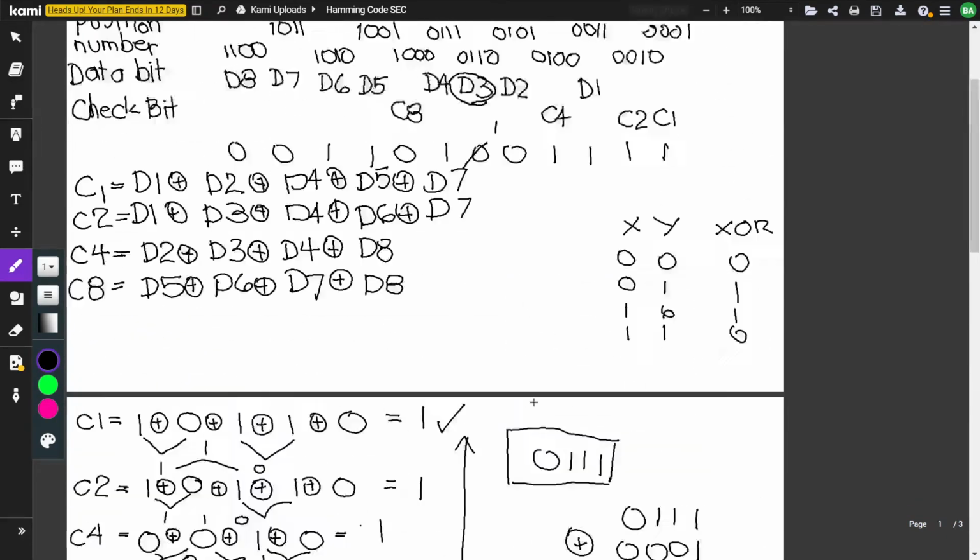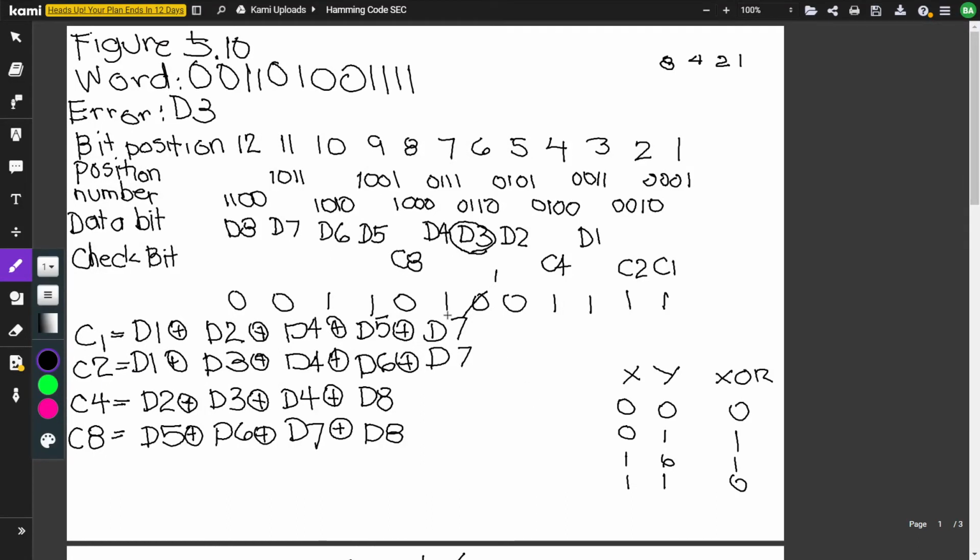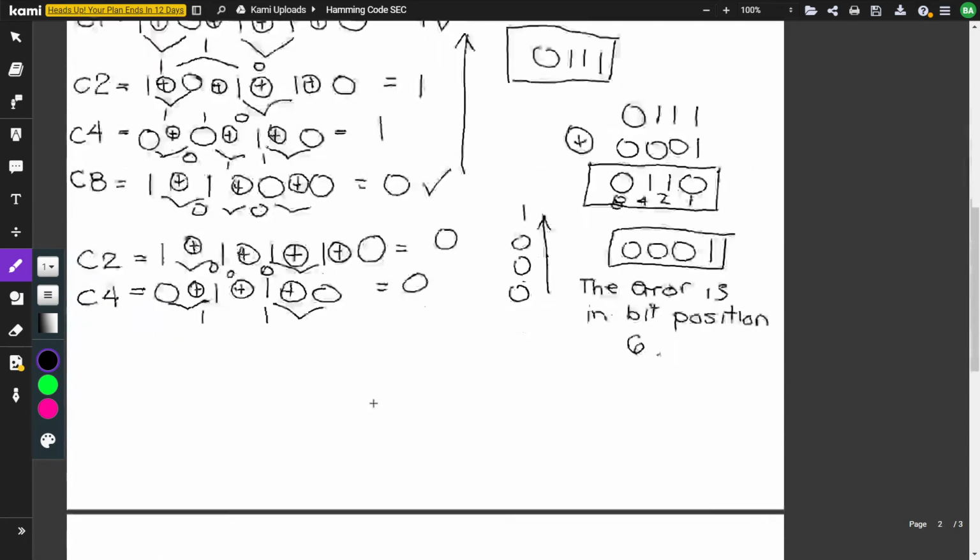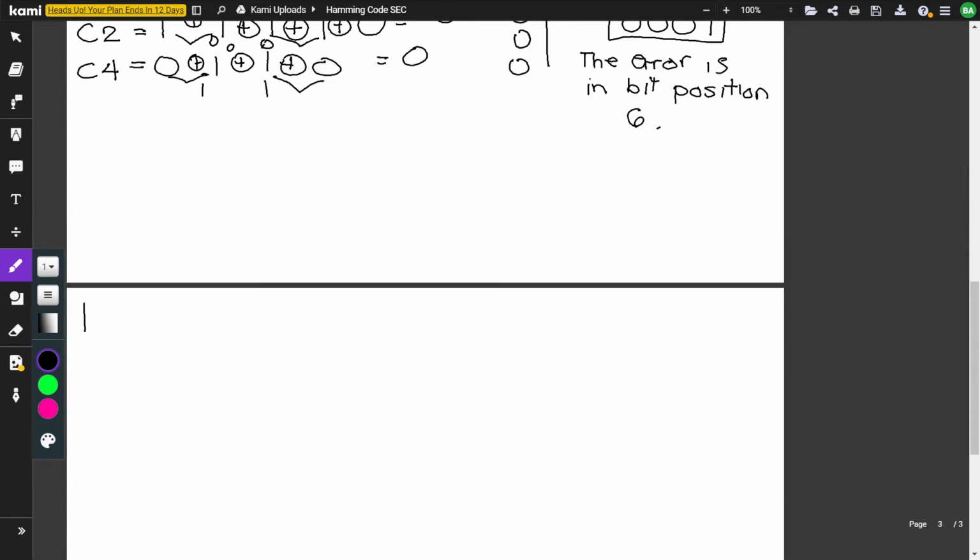So for you to have another example, let's have an example. What if the error is not in D3, but, for example, in D8. From 0 it also becomes 1. And of course, since this is a single error correcting code, let's assume that D3 does not have an error. So in D12, or bit position 12, or data bit D8. So another example, the error is in D8.